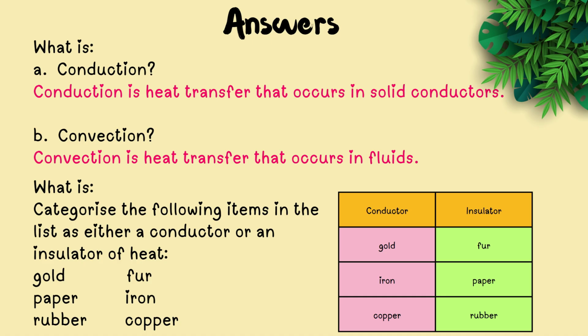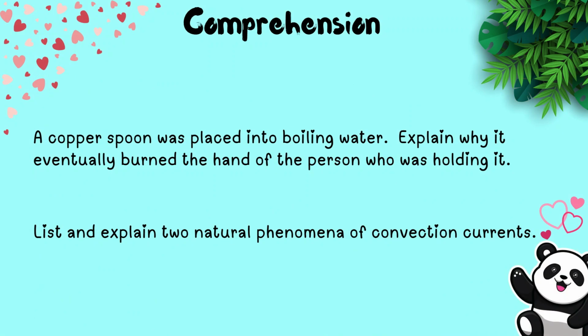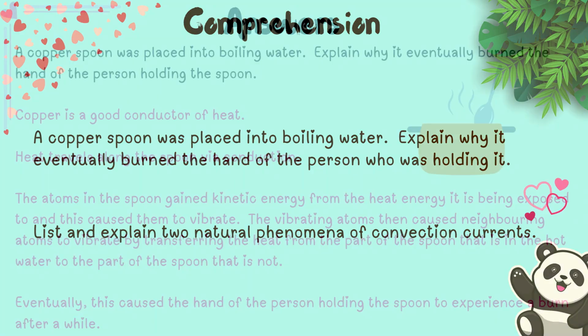From the list, gold, iron, and copper are all conductors, while fur, paper, and rubber are all insulators. A copper spoon was placed into boiling water. Explain why it eventually burned the hand of the person who was holding it. List and explain two natural phenomena of convection currents.